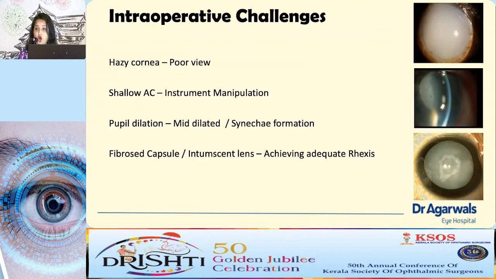Now coming to the intraoperative challenges faced in any of these procedures, firstly, the view is going to be very hazy because of the corneal edema. Secondly, a shallow AC in a phacomorphic case makes instrument manipulation difficult. Pupil dilation, again, it could be a mid-dilated pupil or a pupil with posterior synechiae. Again, this is going to hamper the dilation and the smoothness of the surgery. And last but not least, because of the chronicity, we can also face a fibrosed capsule, and hence achieving an ideal rhexis becomes a problem. So here is a video.